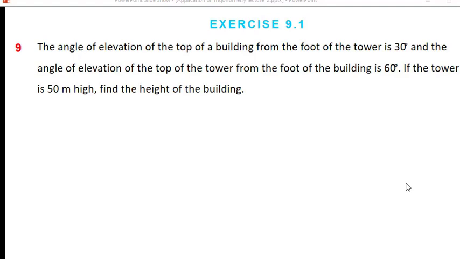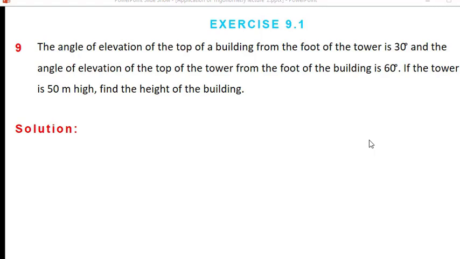The angle of elevation of the top of a building from the foot of a tower is 30 degree. So there is one building, one tower. From the foot of the tower, if I look at the top of the building, I get angle 30 degree, and the angle of elevation of the top of the tower from the foot of the building is 60 degree. If the tower is 50 meter high, find the height of the building. As I am looking towards the tower, the angle of elevation is 60 degree, so the tower is taller than the building.